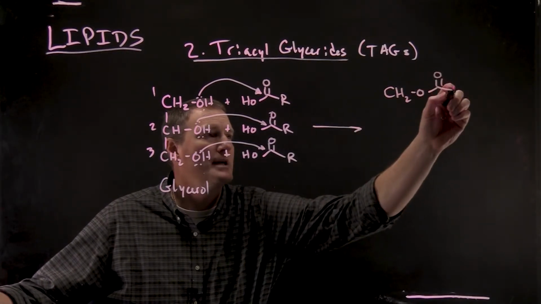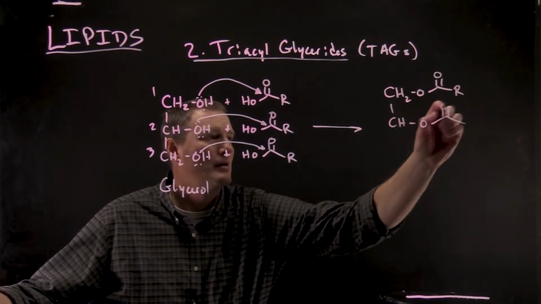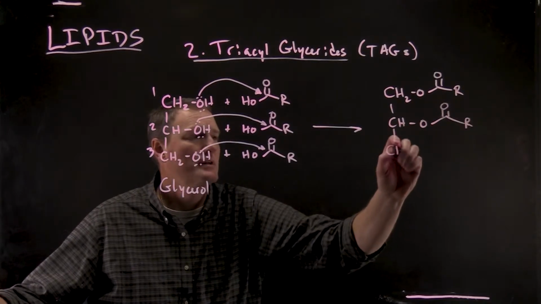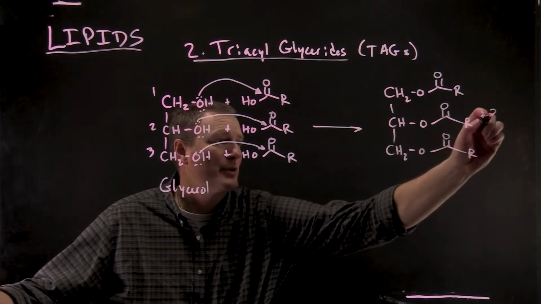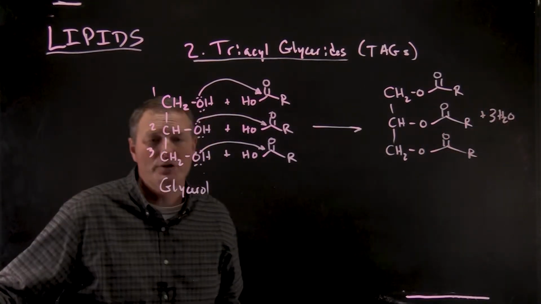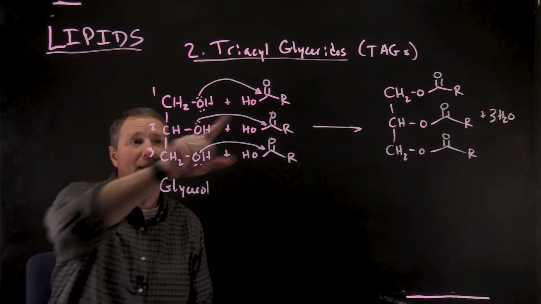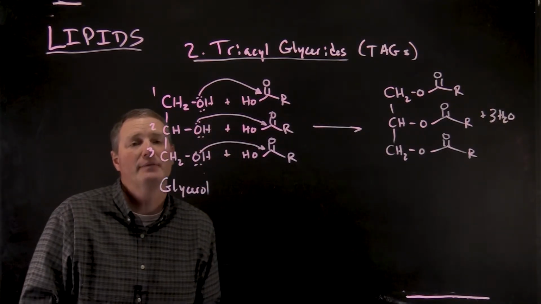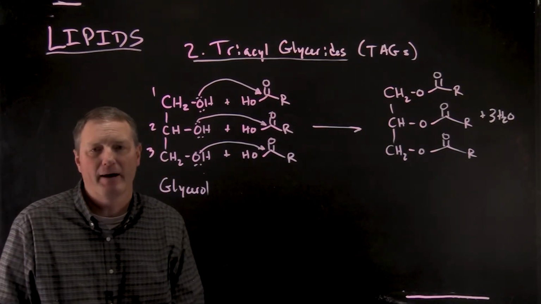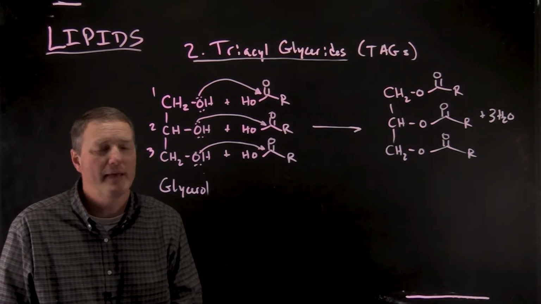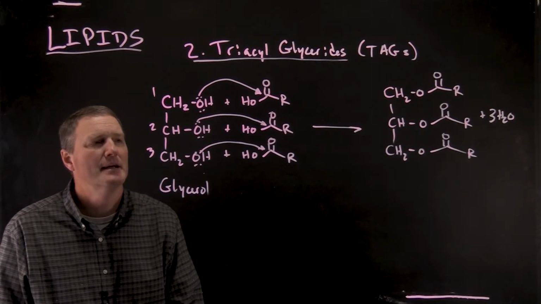So we now have made an ester bond. There's our second ester. And here's our third ester. And we also get 3 waters out of this process. So in the synthesis of triacylglycerides, the molecule glycerol is esterified to 3 individual fatty acid chains. And depending on the needs of the adipose tissue, which is where most of these are synthesized, or in the liver, they're also synthesized there.